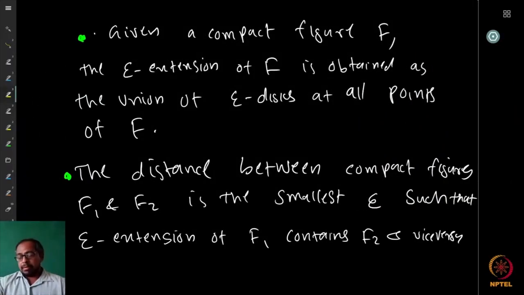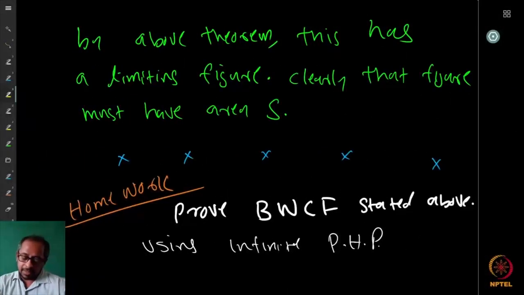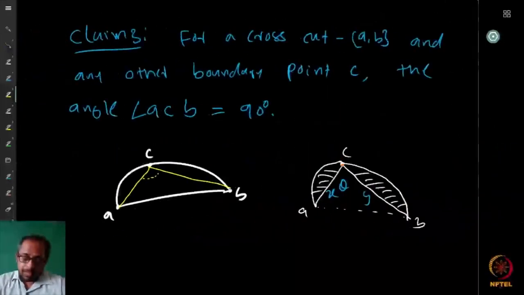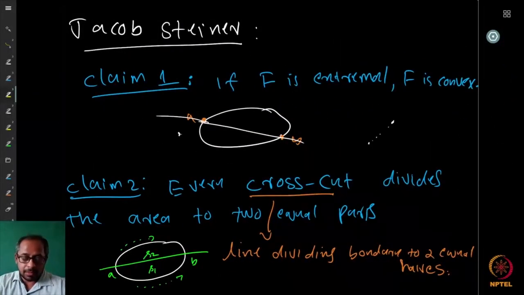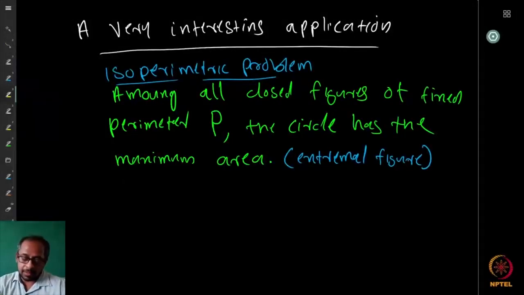These are points or notions that you might require to really formally prove the Bolzano-Weierstrass theorem for compact figures, again using the infinite pigeonhole principle. Try to prove this, and then that will tell you there is an extremal figure for the isoperimetric problem. Then we will prove that the circle has the maximum area among all these figures. I think that would be a very nice question, because it's a very classic question that all of us have studied in school and probably not seen a proof of before. So try to look at this and try to prove this.